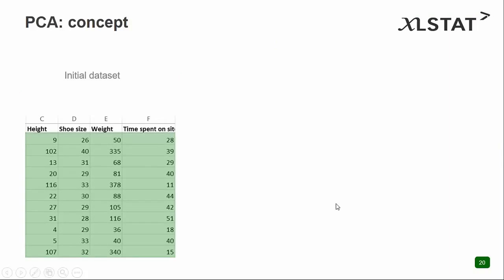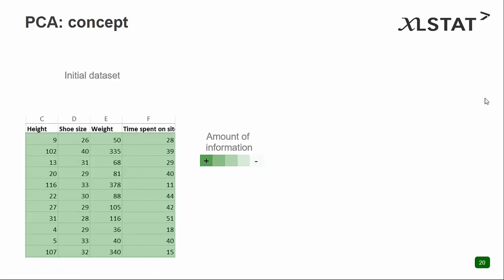So we'll start with the original data set. There it is, our 4-column original data set with height, shoe size, weight, and time spent on site. What I presented in green here is the amount of information that is potentially carried inside this data set. The information is homogeneously spread among the variables, so there's no reason for me to think that there's more information here than here. So I assume that there's potentially interesting information in the whole data set.